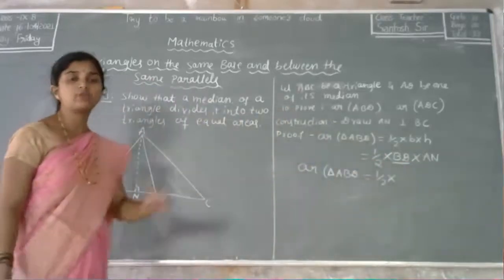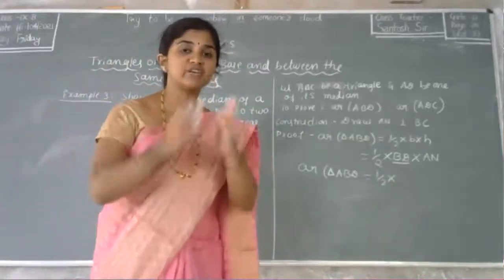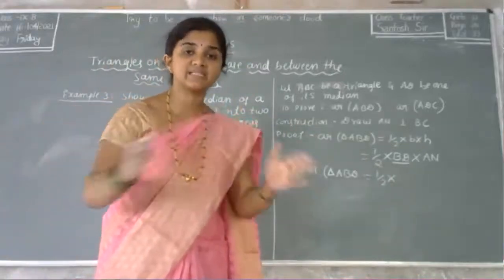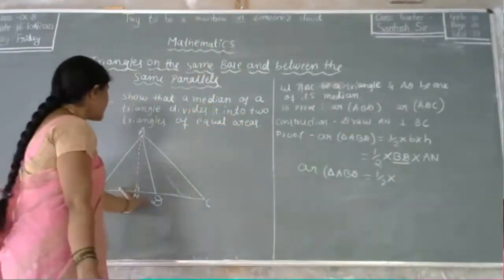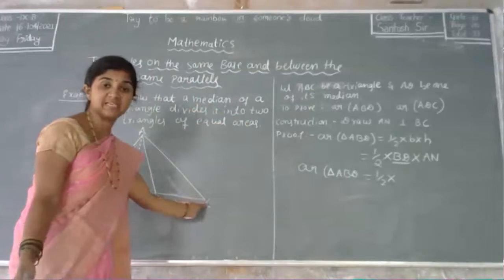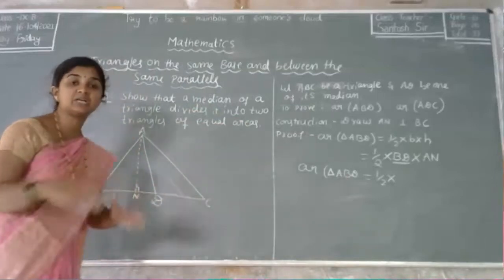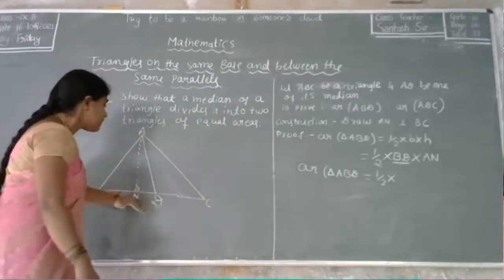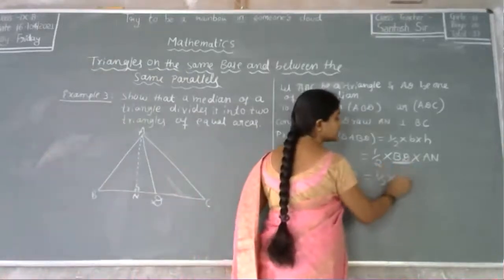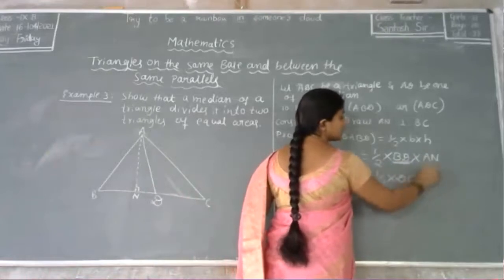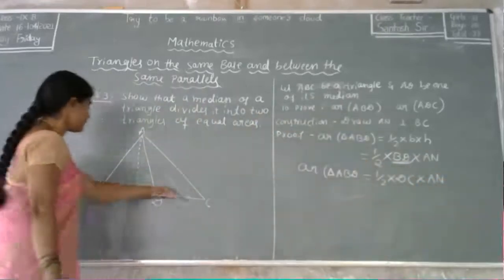We all know one property: the median of a triangle always divides the base, the third side, into two equal parts. So we all know that BD is equal to DC. The median divides the base of the triangle into two equal parts. That's why BD is equal to DC. I will replace this BD with DC into AN, which is actually for the whole base.